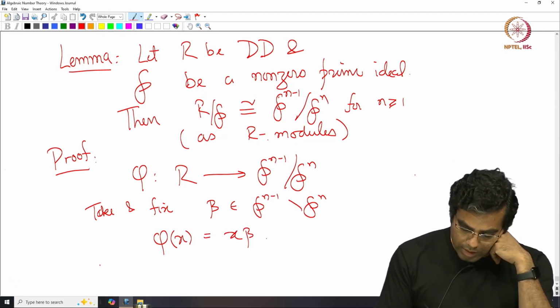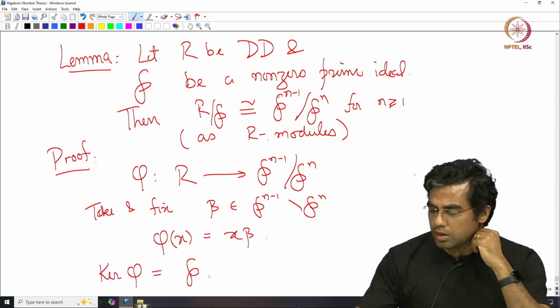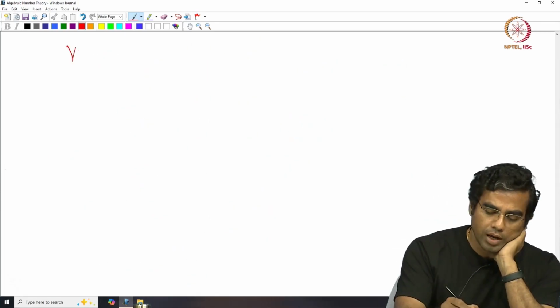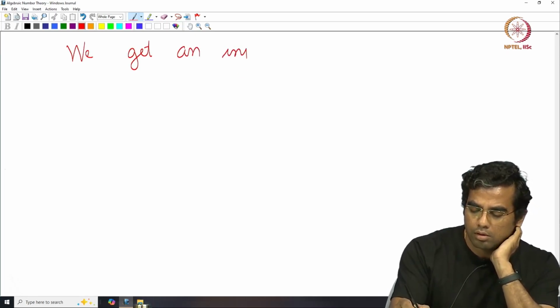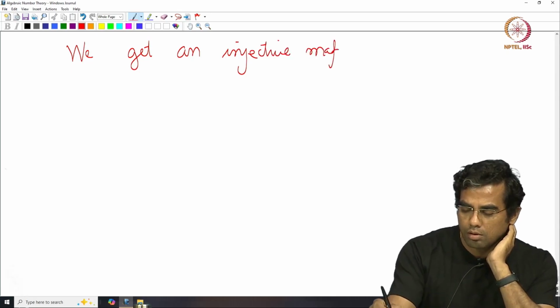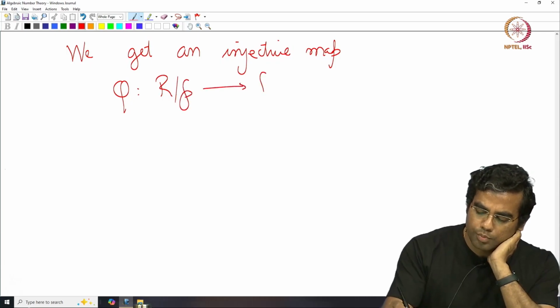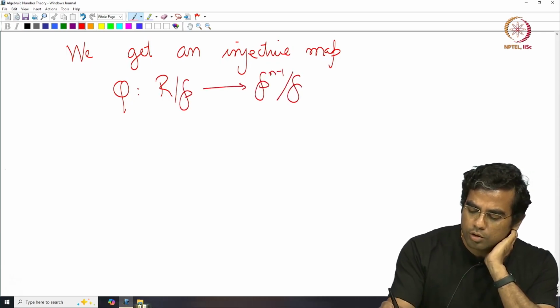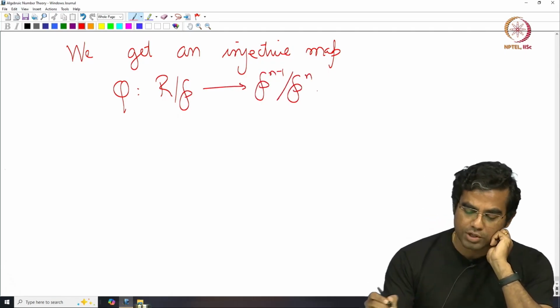And then we observe that the kernel of phi is actually P. So, we get an injective map phi from R mod P to P^(n-1) modulo P^n, and we want to prove that this map is also surjective.